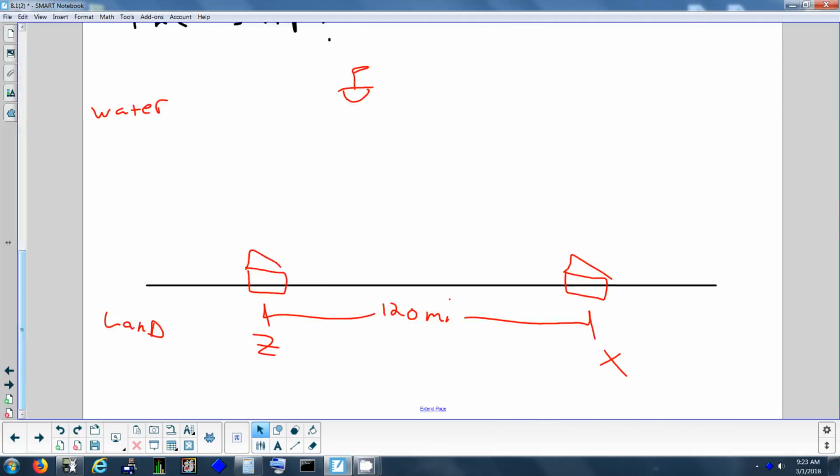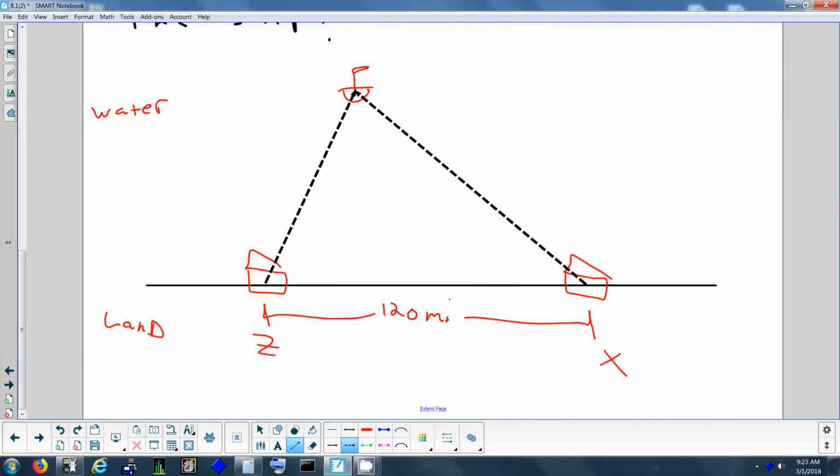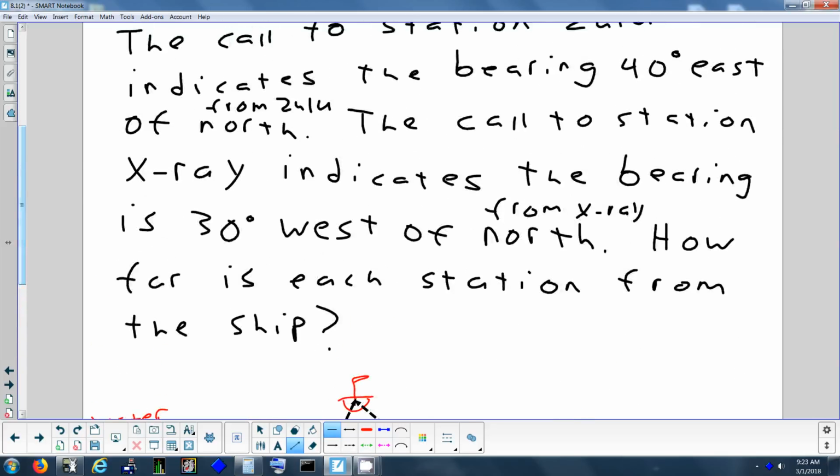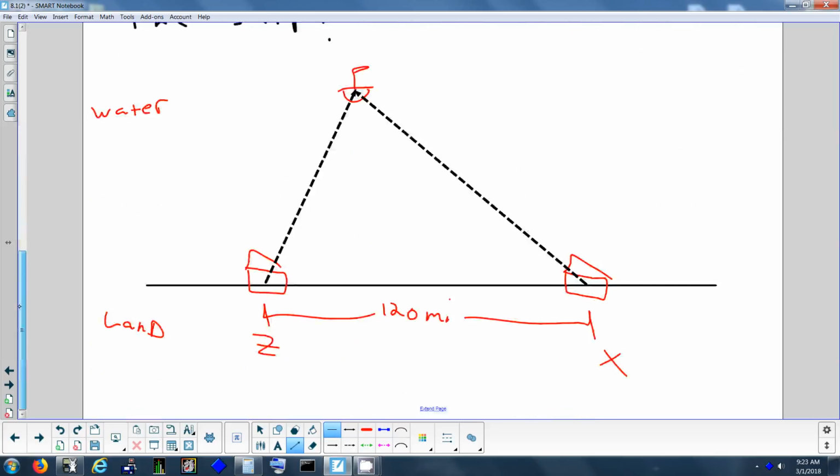Okay. And now we're going to draw in a line of sight from each Coast Guard station to where they see the boat and where the other station sees the boat. So we've just created a triangle, but now we need to measure some angles. The directions are indicated from a bearing of north. So what we need now is a line from the perspective of each station that represents north.